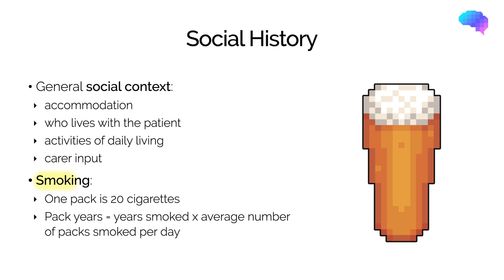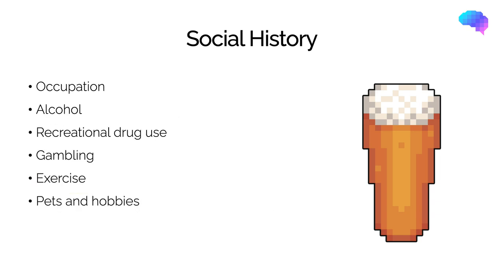Smoking is a significant risk factor for many respiratory diseases, including chronic obstructive pulmonary disease and lung cancer. You should record the patient's smoking history, including the type and amount of tobacco used. This can be quantified in terms of pack years. One pack is 20 cigarettes, and to calculate pack years, you multiply the number of years smoked by the average number of packs smoked per day.